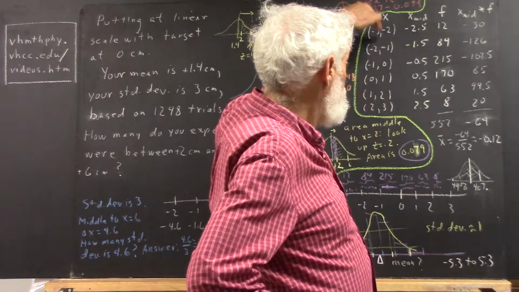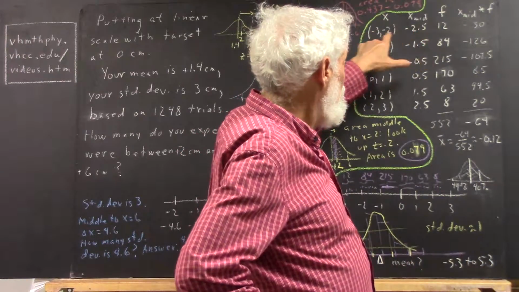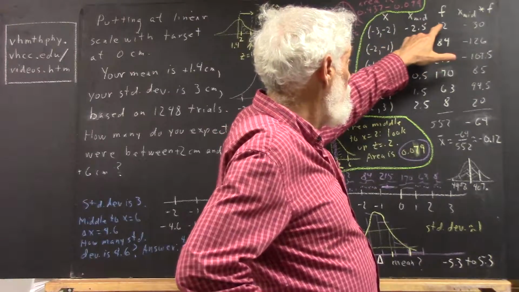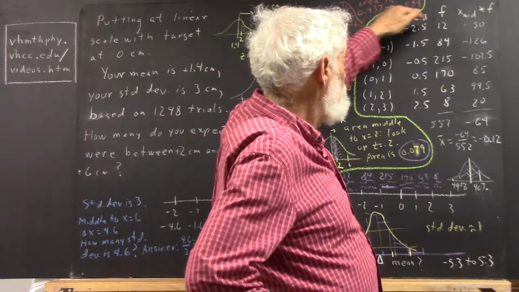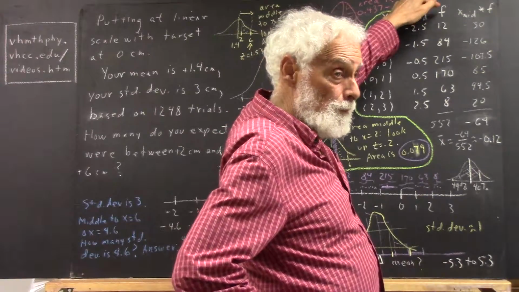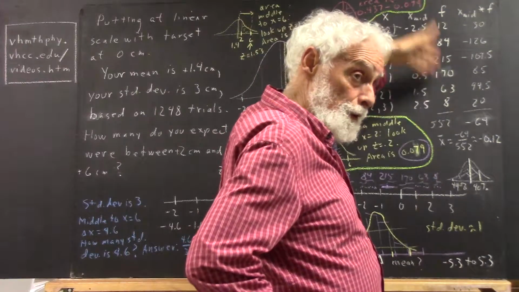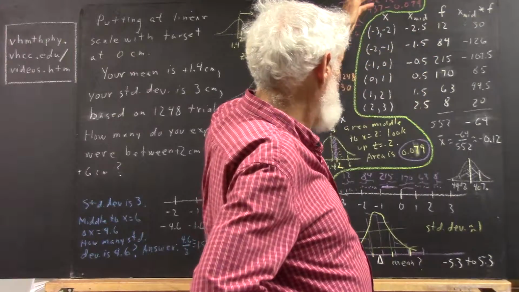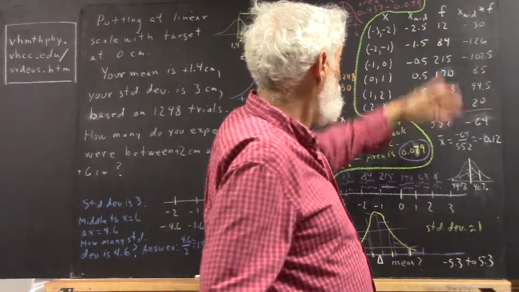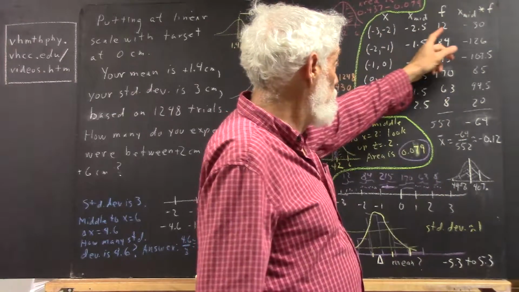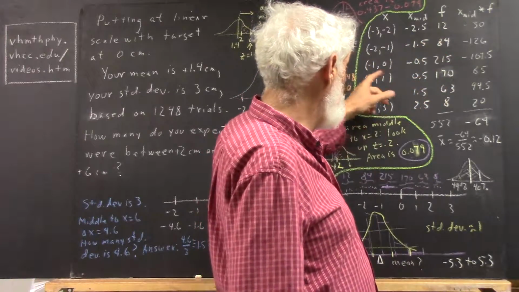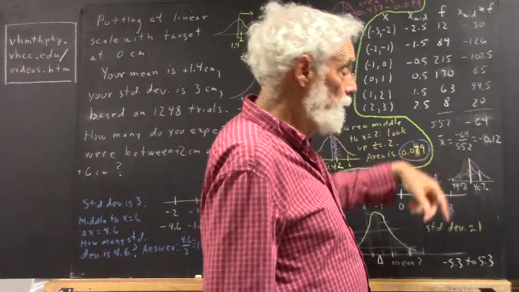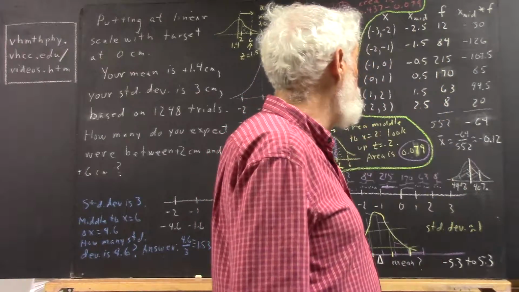One way or another, we get these results, and the way we record our number of hits between -3 and -2, well, that's the frequency. Okay, this is just a frequency table for the number of hits. So between -3 and -2 we hit 12 times, between -2 and -1 we hit 84 times, between -1 and 0 215 times, and so forth.